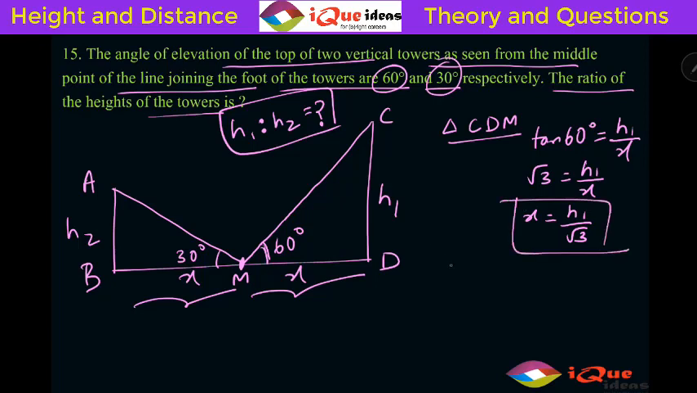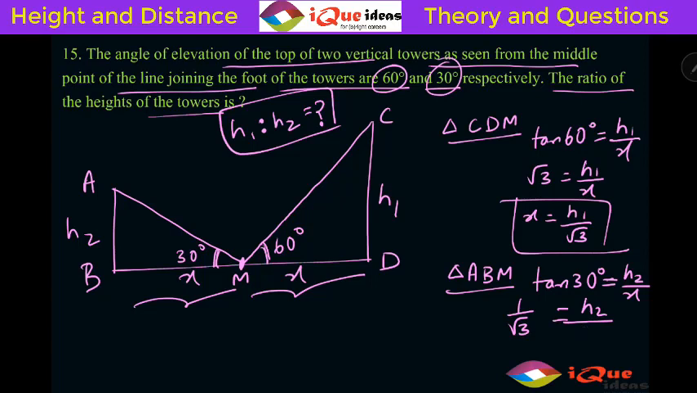Now similarly, look at the triangle ABM. In the triangle ABM, we have this angle as 30 degrees. So we have tan 30 degree is equal to h2 divided by x, opposite upon adjacent side. Now tan 30 is 1 by root 3. So we have h2 upon x. So from here we have x is equal to h2 root 3. Right. So here we have x equal to h1 upon root 3 and here we have x equal to h2 root 3. So let's equate them.